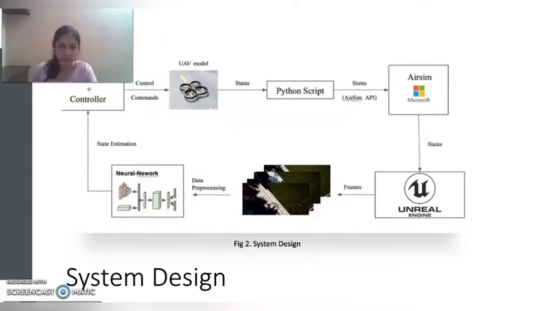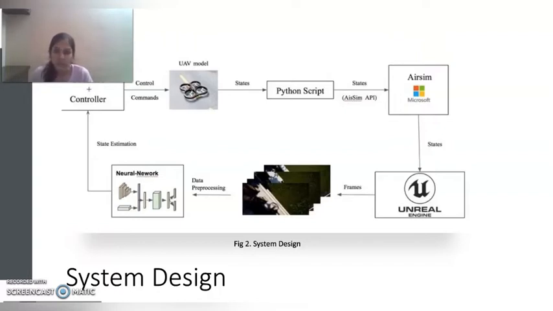This is the system design. In the system design, we initially have a drone, which is a quadcopter provided by Airsim, provided by Unreal Engine, which is a game engine developed by Epic Games. This drone is then navigated and controlled using certain APIs which are provided by Airsim. Airsim is a simulator for drones and cars built on Unreal Engine.